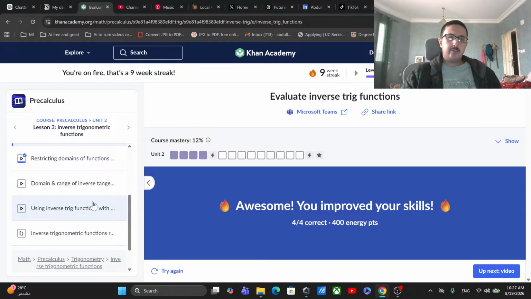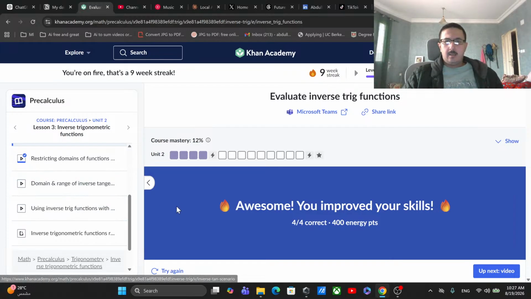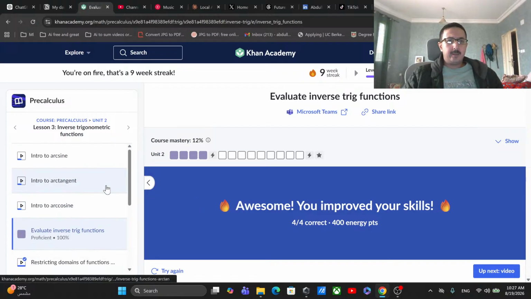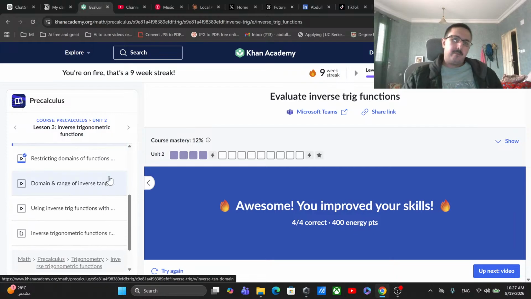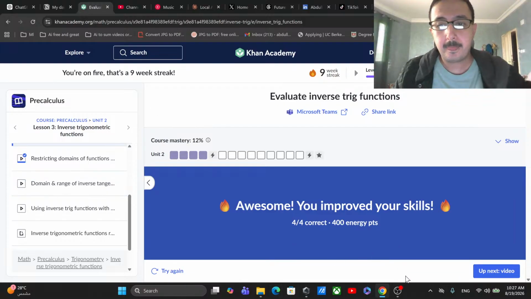Domain and range of inverse functions. I think this is important, so I'm going to have to do some coding, and this will probably need some time. So this will be it for today, you guys. See ya.